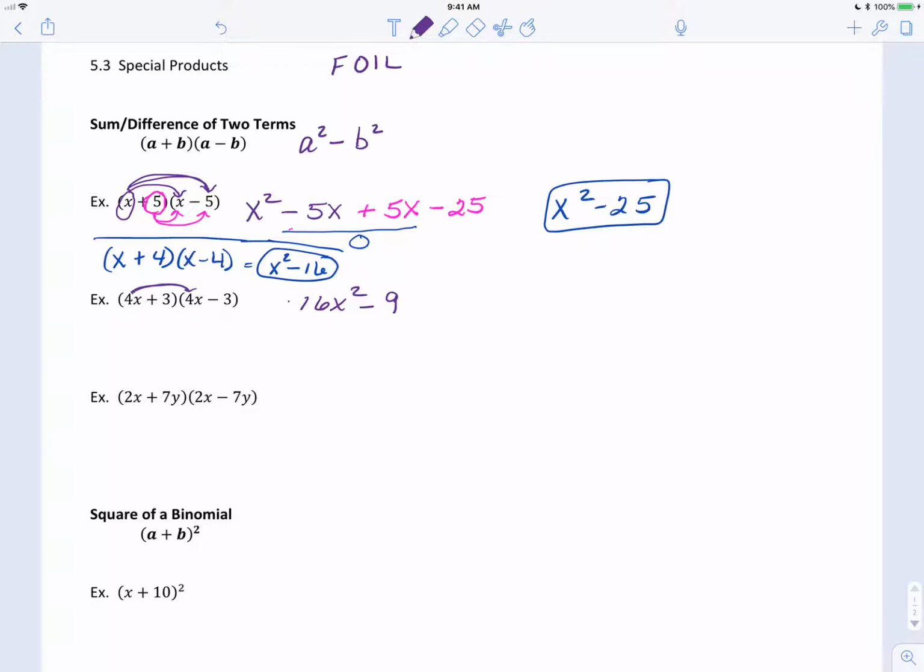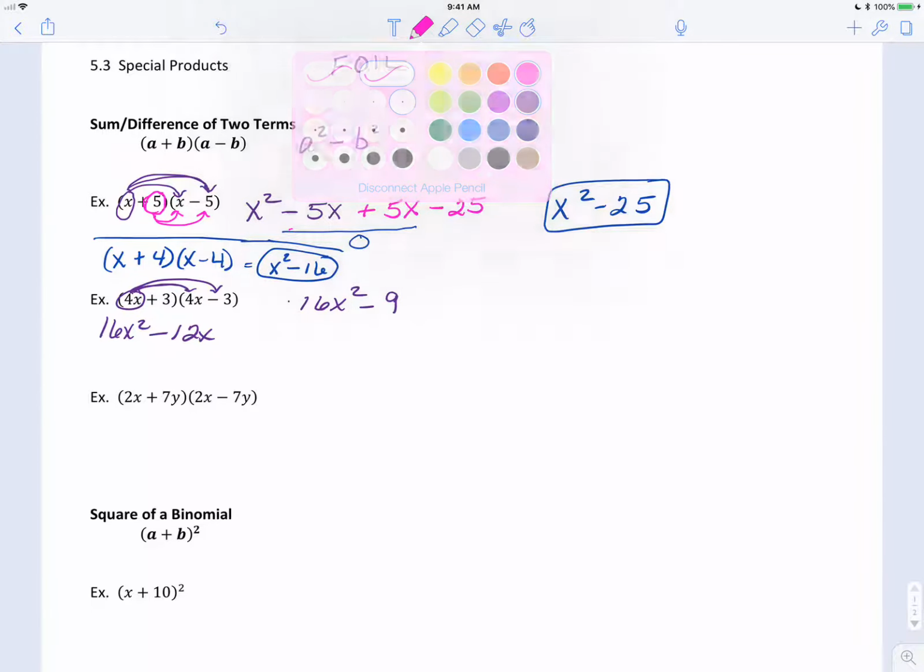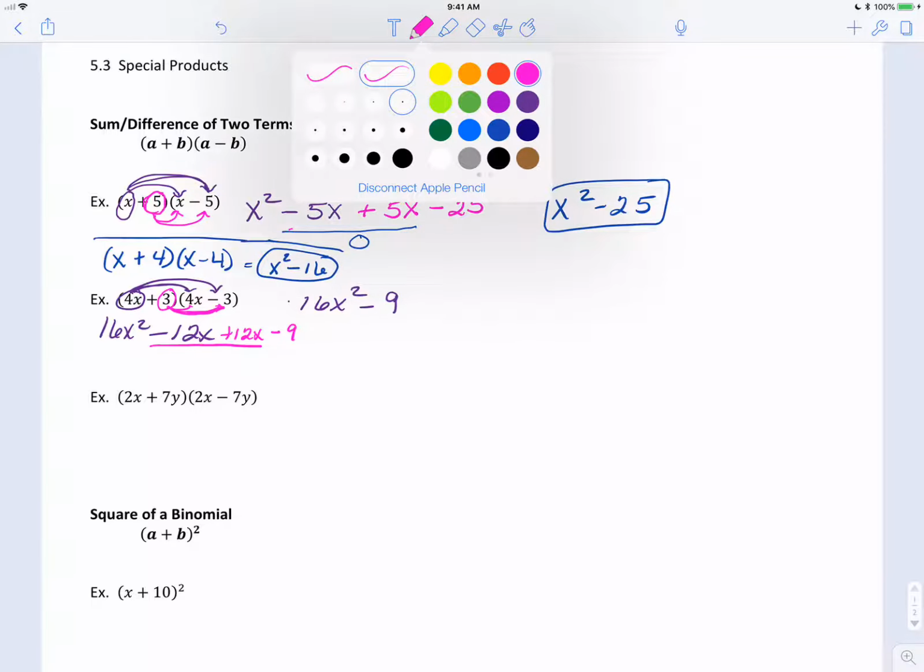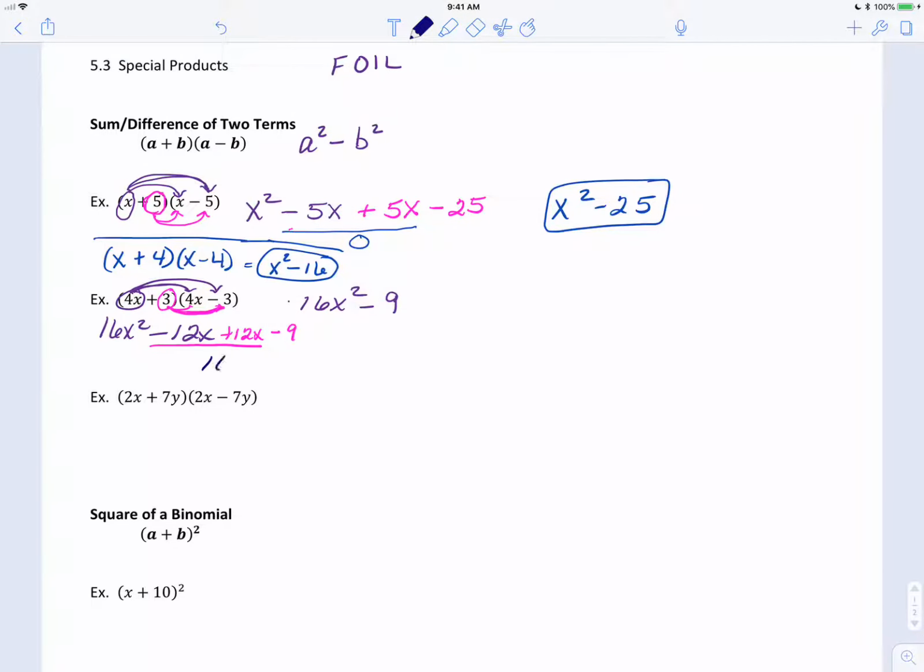So 4x times the 4x gives us 16x squared. 4x times the negative 3 gives us negative 12x. Take the second term in that first binomial and multiply it by everything: 3 times 4x is positive 12x, and 3 times that negative 3 is negative 9. Well, again, notice those are going to cancel each other out, leaving you with 16x squared minus 9. So we guessed the correct answer the first time. We didn't have to go through all this.